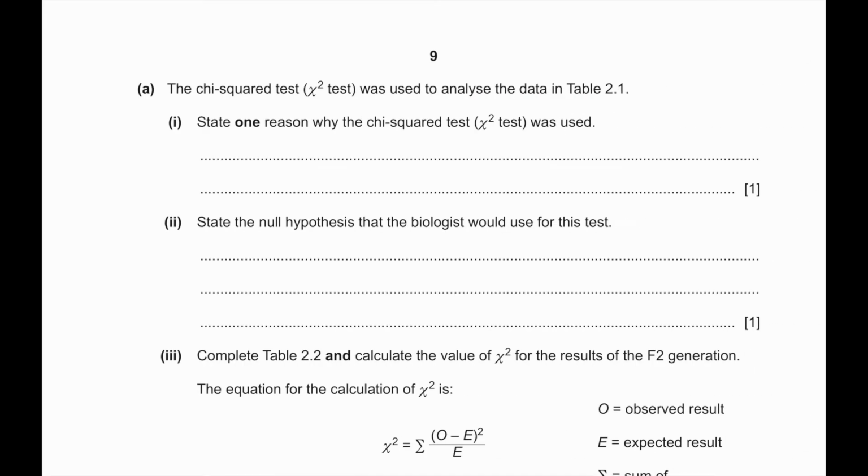Okay, the chi-square test was used to analyze the data in table 2.1. State one reason why the chi-square test was used. So a chi-square test is used when we want to compare between observed and expected data. All right, and the data is categoric and discontinuous. So for that reason, a chi-square test would be the best test for this particular purpose.